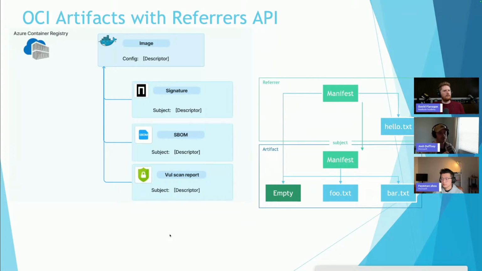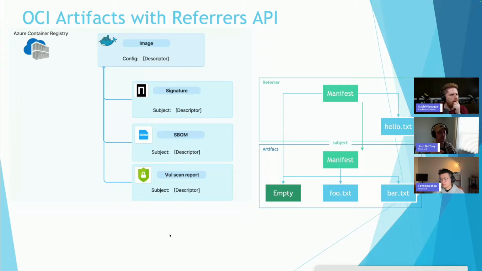But with the supply chain work, with signatures and SBOMs, it became important to be able to refer to other artifacts. So this is a signature. I'm just going to push it up to the registry. How do I know that it ties into this container image? How do I know it's related?